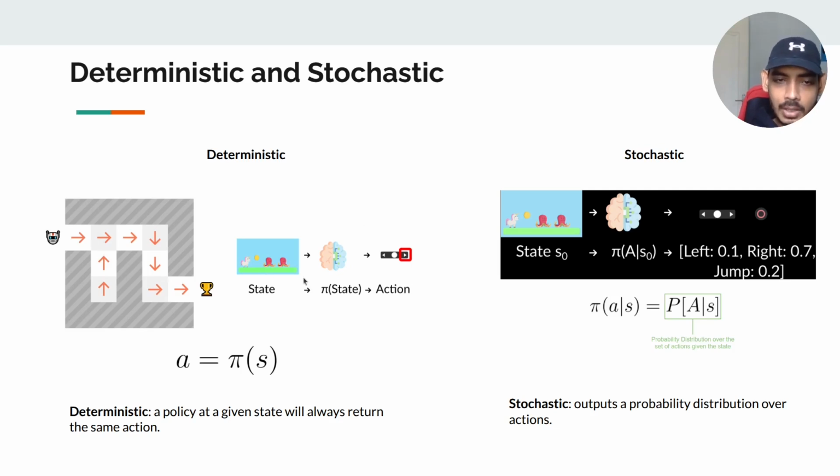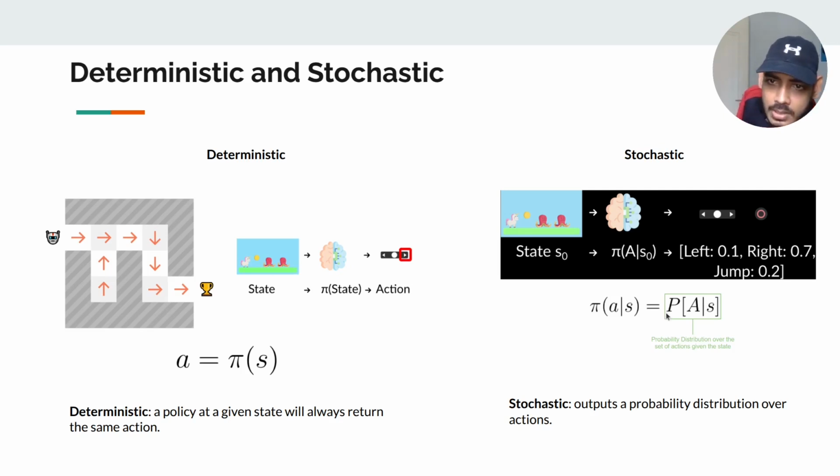And if you want to look at this specific example, a game where the character is trying to move, it goes through a policy function, and if you press one button, it will keep moving in a certain direction. That is the deterministic approach. A policy at any given state will always return the same action. So if you keep pressing the same button, it will keep moving forward. So that's the deterministic approach.